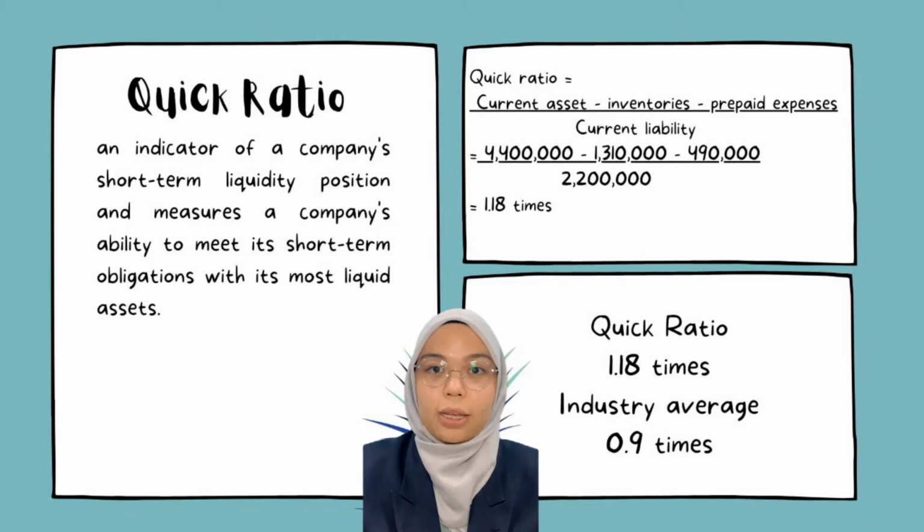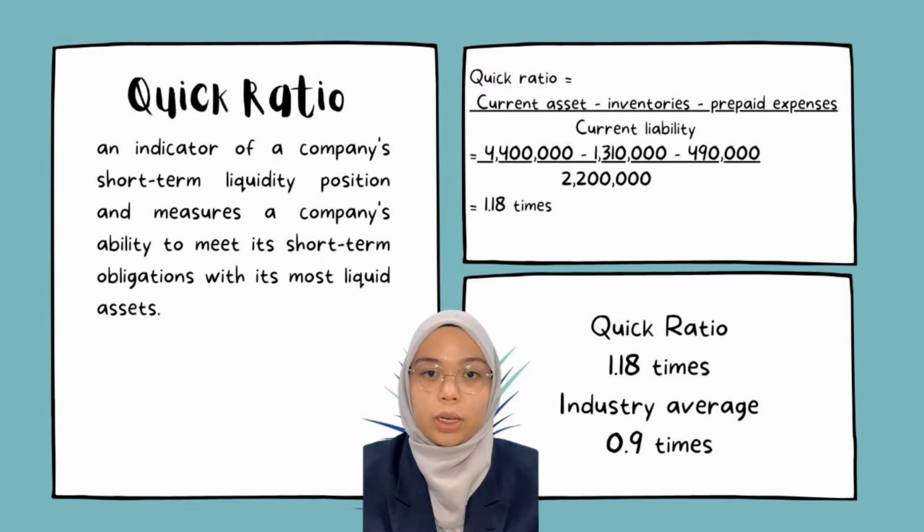Quick ratio, an indicator of a company's short-term liquidity position, measures a company's ability to meet its short-term obligations with its most liquid assets. To calculate the quick ratio, current assets 4,400,000 minus inventory 1,310,000 and minus expenses 490,000, divided by current liabilities 2,200,000, equals a quick ratio of 1.18 times, and the industry average is 0.9 times.